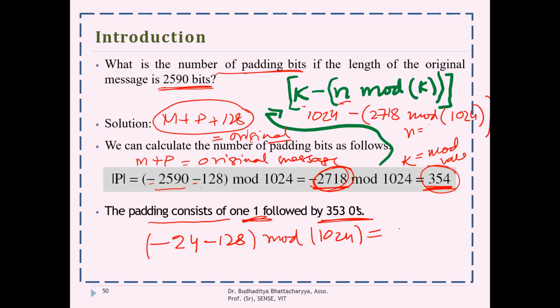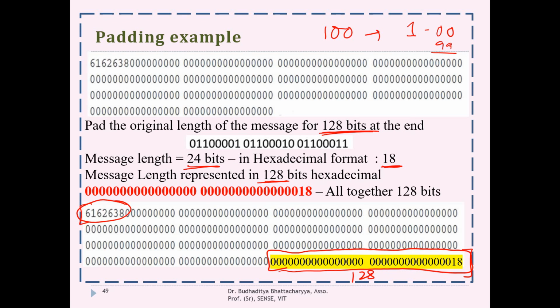876, 872. So 872 means you have the first bit as 1 and the 871 bits will be 0. That should be the configuration. In the previous diagram, if you observe, I don't think there is a 1. I most probably missed it, so there must be a 1 over here.